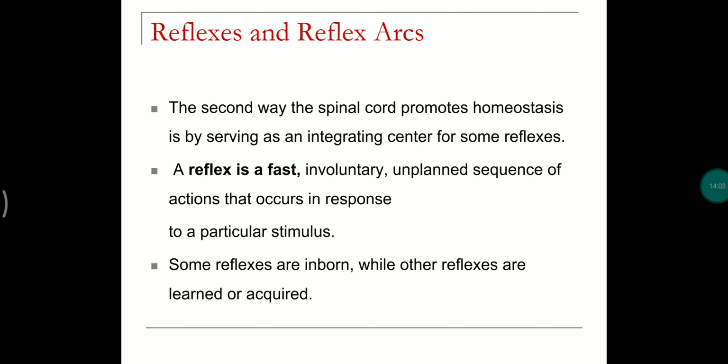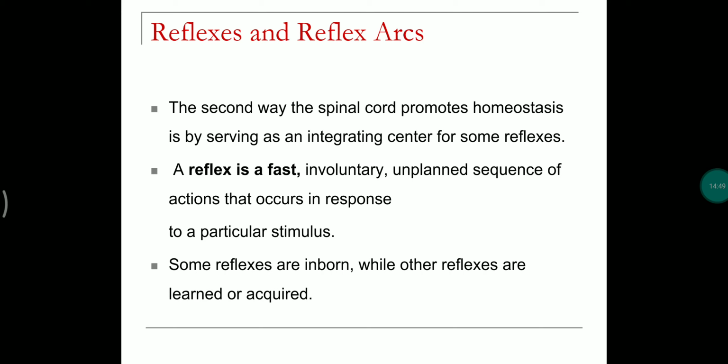And coming to reflexes and reflex arcs. Reflexes and reflex arcs are the most prominent functions of the spinal cord. The second way the spinal cord promotes homeostasis is by serving as an integrating center of some reflexes. By the way, what do you mean by a reflex? A reflex is a fast, involuntary, unplanned sequence of actions that occurs in response to a particular stimulus. Some reflexes are inborn, while others are learned or acquired.